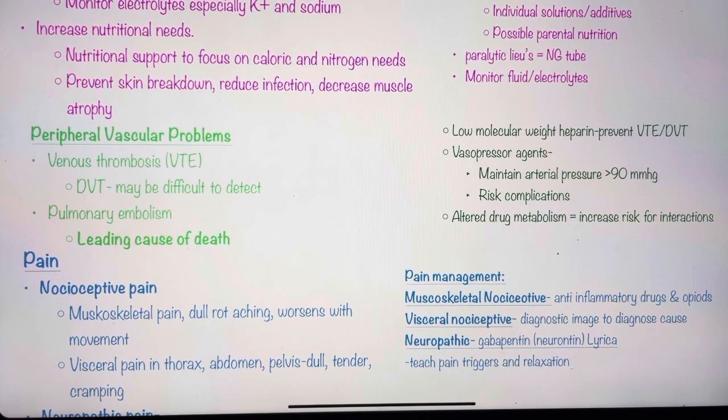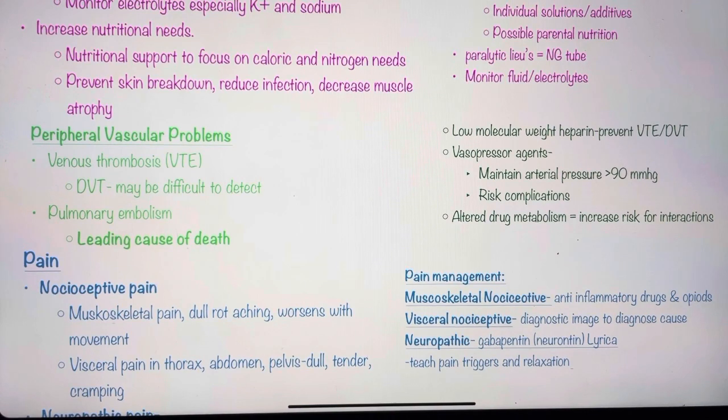They will most likely also be on vasopressors to maintain their arterial pressure above 90, and there are risks for complications associated with that. There's also altered drug metabolism. So this is important to understand with these patients because of all of the factors that I've mentioned so far in all the different systems. The altered drug metabolism can increase the risk for interactions. So much like an elderly patient, you want to keep an eye on that.